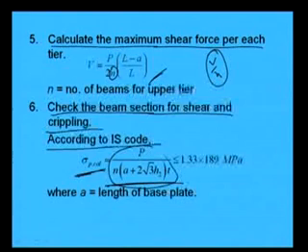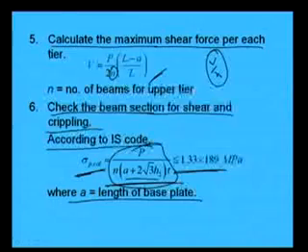In case of beam also we have seen that it will become P by n into A plus 2 root 3 H2 into T. Sigma p cal will be equal to P by n into A plus 2 root 3 H2 into T, and this should be less than 1.33 into sigma b, right. Now, A is the length of base plate, right.